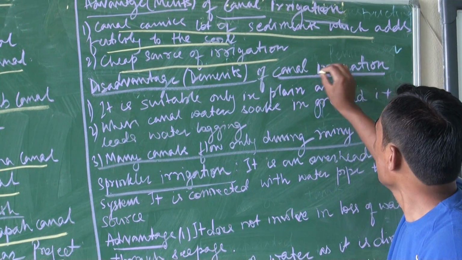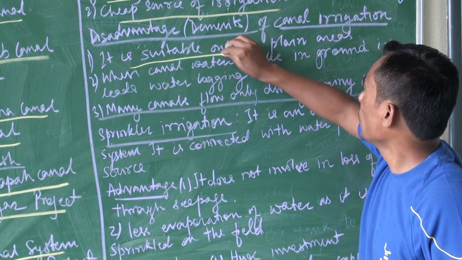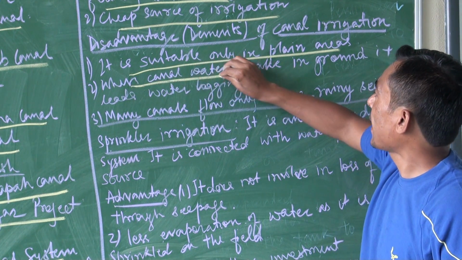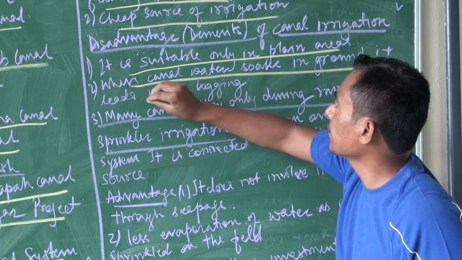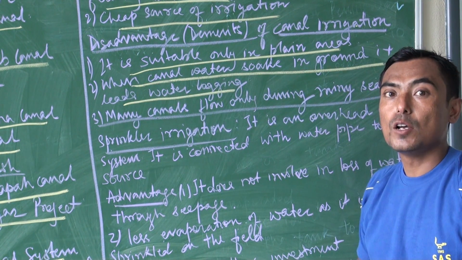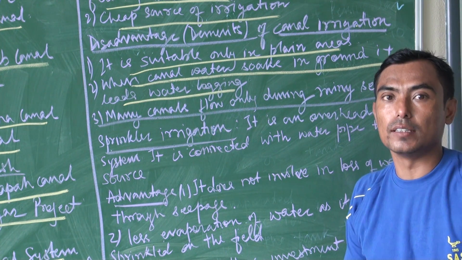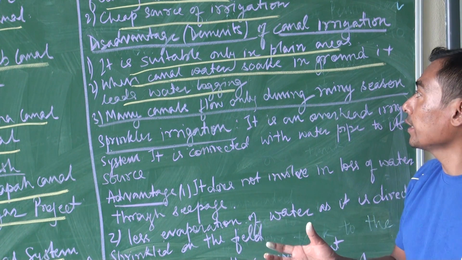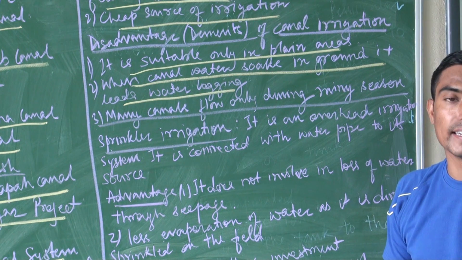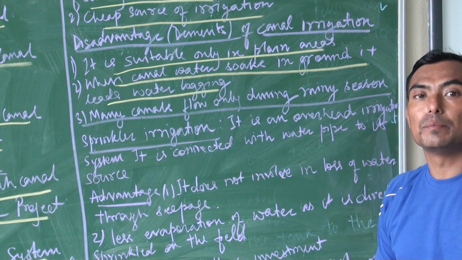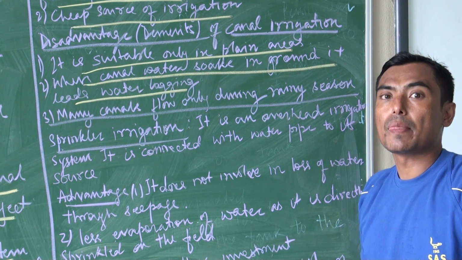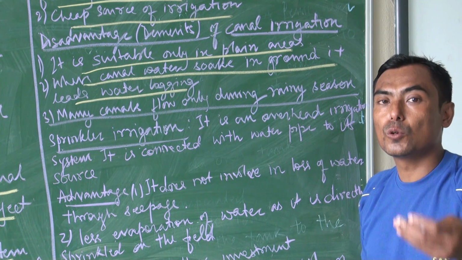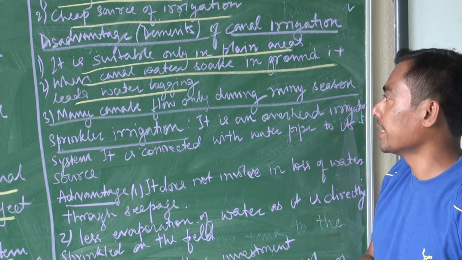Disadvantages or demerits of canal irrigation. It is suitable only in the plain areas. Second point, when canal water soaks in the ground, it leads to water logging. It means that when the canal provides sufficient water and the water starts to accumulate, those areas become waterlogged areas, and it becomes a danger as mosquitoes breed, as well as different bacteria and different insects grow on those waterlogged areas.